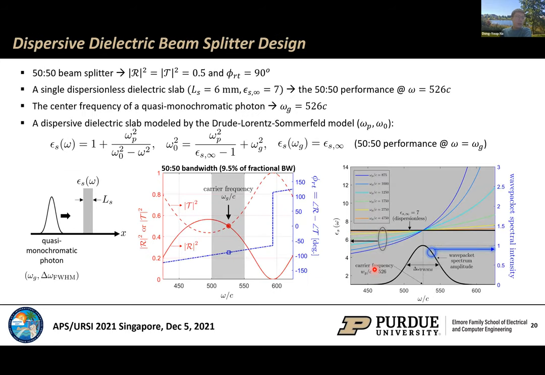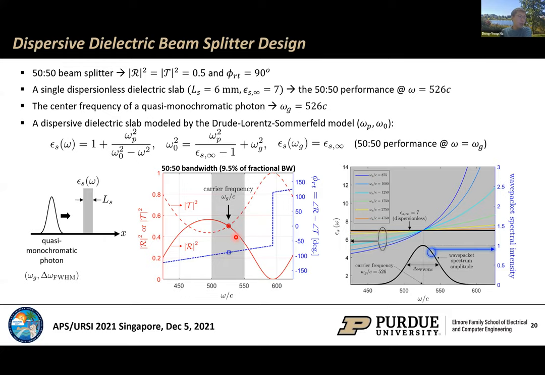So then, for the destructive interference to occur in the beam splitter, we first designed the 50-50 beam splitter with equal magnitude of reflectance and transmittance, with a 90 degree relative phase difference. Then we first designed the dispersionless beam splitter. The designed beam splitter shows the 50-50 performance when omega is around 526 times the speed of light, approximately 9.5% of the fractional bandwidth. So this is going to be our dispersionless beam splitter used in our simulation.